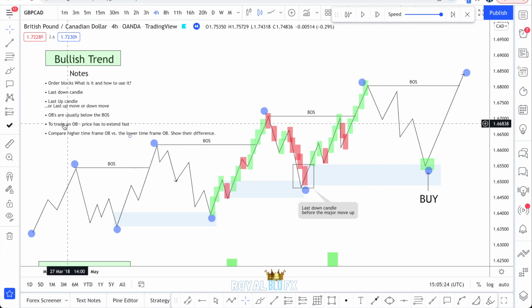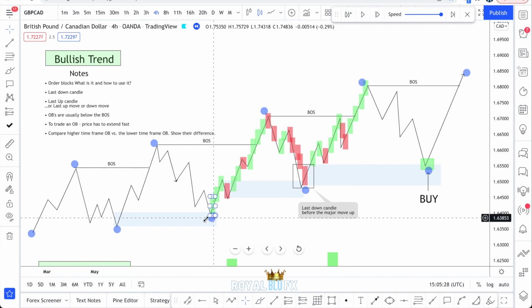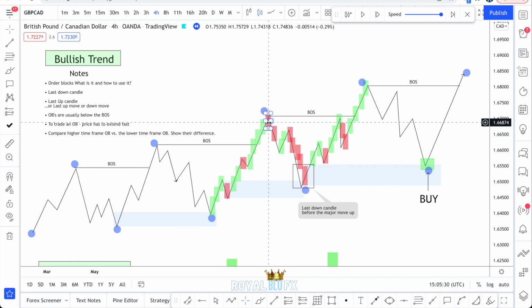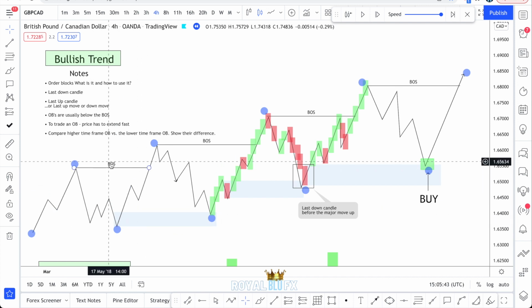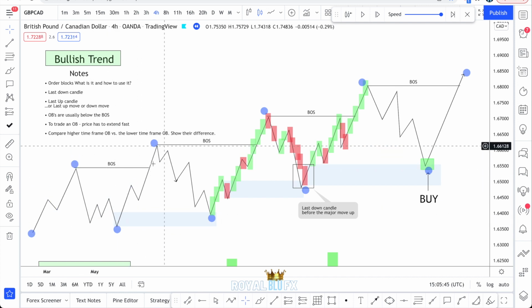All right, so to trade an order block, price has to extend fast. Notice again, price needs to extend fast, and it needs to break above structure in order for this to be a legit and real order block. Anytime price breaks above and or extends and breaks above structure, then we have a legit and real order block.